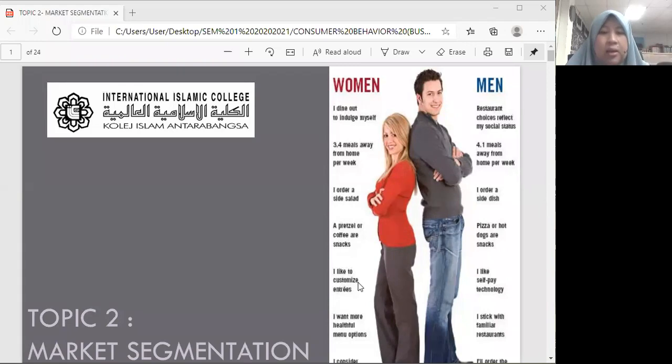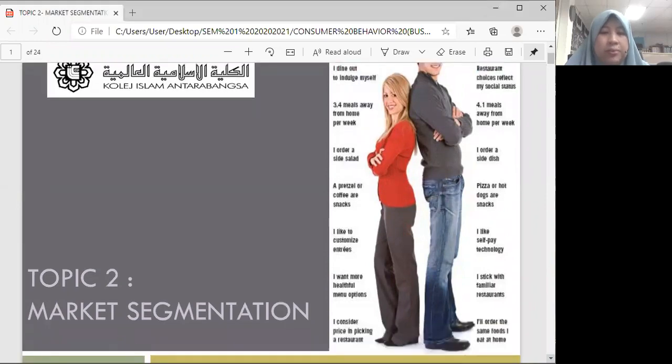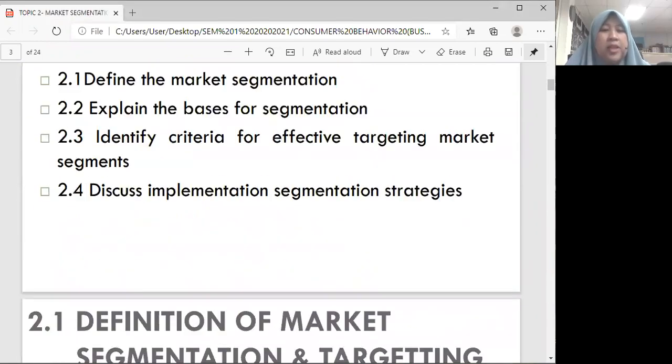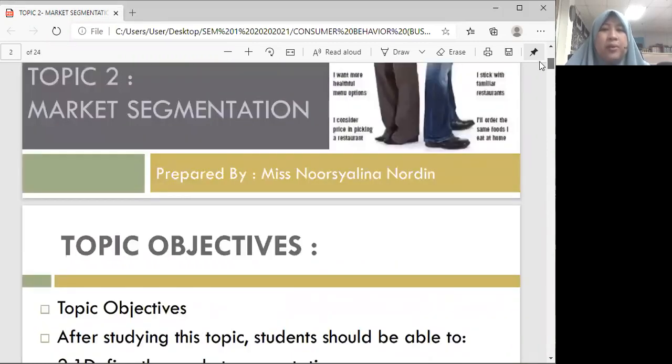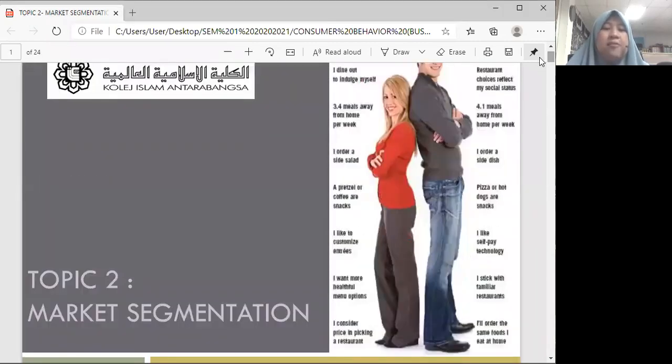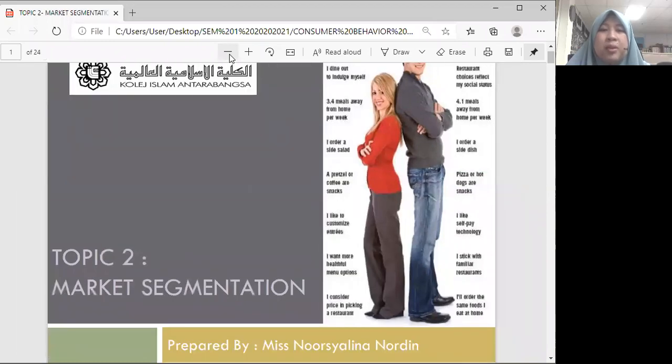Alright, as you can see here, market segmentation, topic objective. What is market segmentation? In simple words, market segmentation is defined as the process whereby you segment a certain market according to maybe demographic variables.